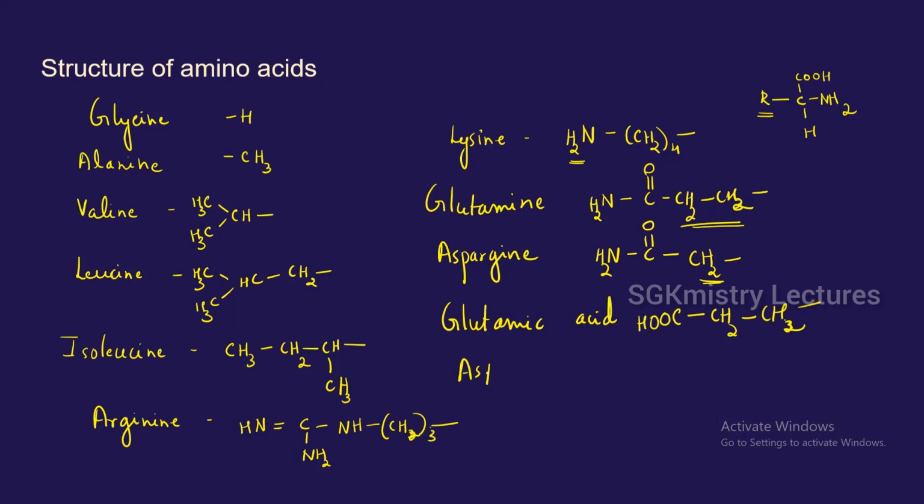Next, aspartic acid. Now similarly, like asparagine itself, instead of the acid amide group, now there will be an acid group. Because it is aspartic acid, right? COOH, and here there is a CH2 group. Okay, that is aspartic acid. Next, threonine. So it is CH3, CHOH. Okay, this group, that is threonine.